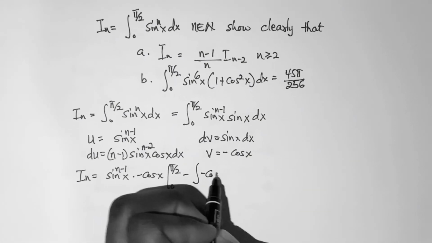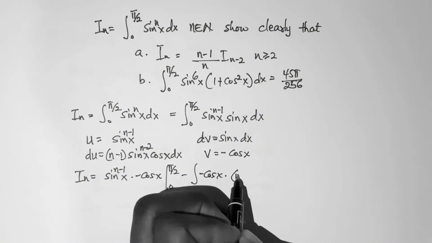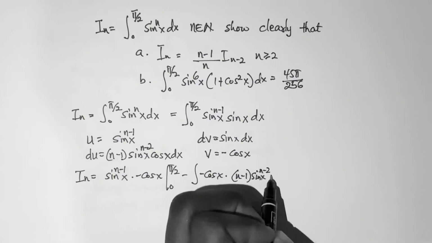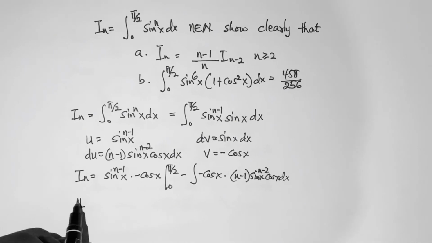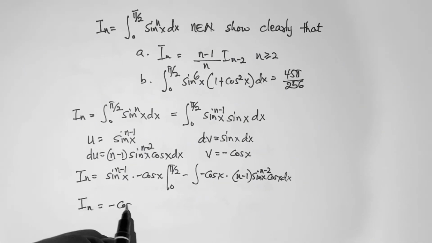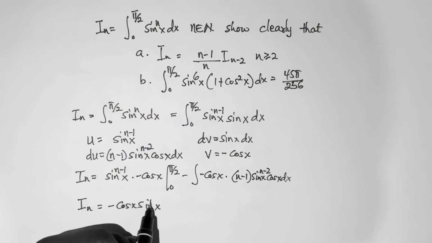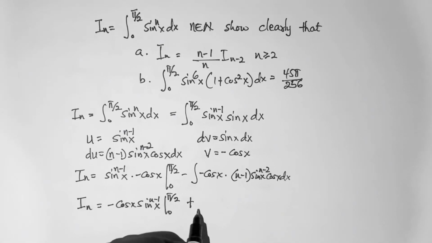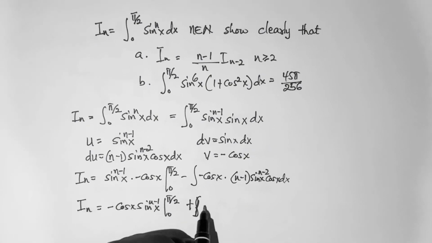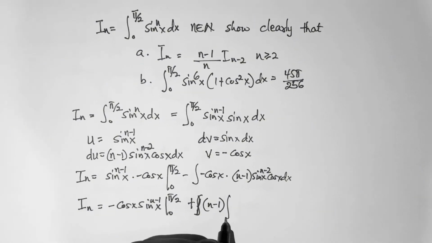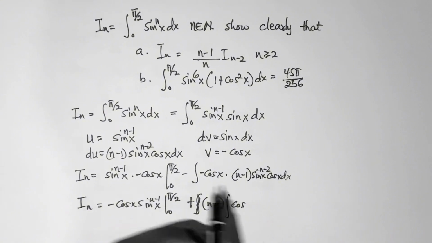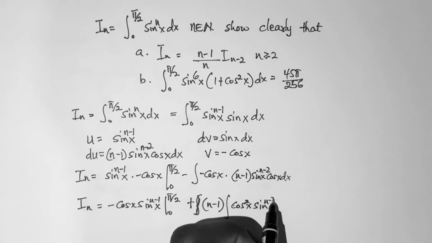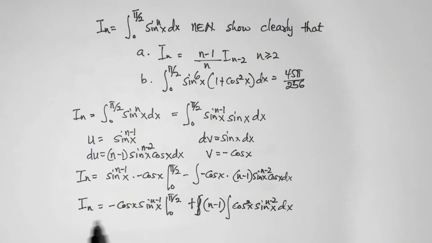V is minus cos x, and then du is into bracket n minus 1 sine x exponent n minus 2 cos x dx. So I of n becomes minus cos x sine x exponent n minus 1, evaluated at 0 and then pi over 2. Then minus minus will make plus the integral of, but before we write that, let's bring n minus 1 out. Now here's cos x, so this becomes cos squared x, then sine x exponent n minus 2 dx. So let's evaluate this.